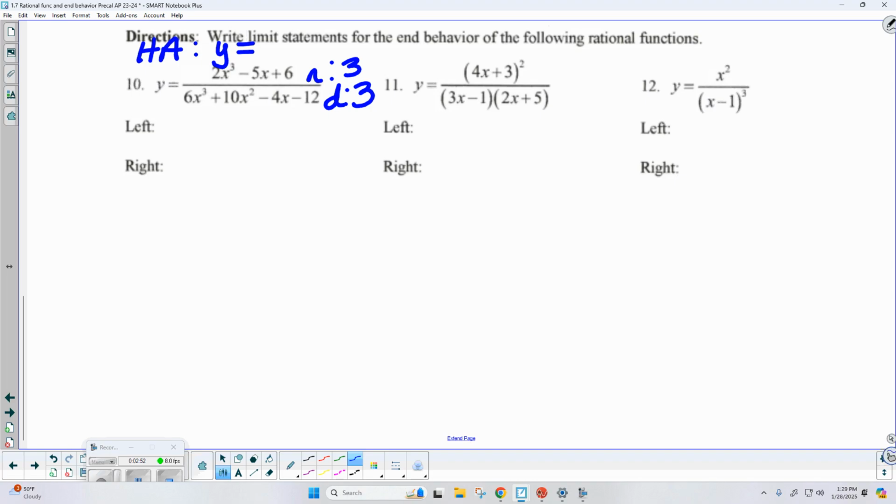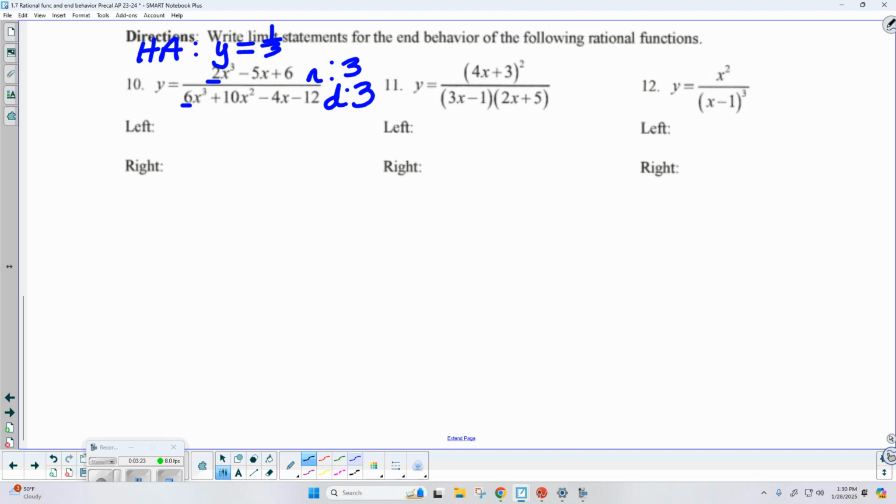So can anybody tell me what it is? 3, we're getting closer. It is 1/3. Where did I get the 1/3 from? There we go. If the degrees are the same, then you take those leading coefficients, the coefficients that belong to the terms that gave you the degrees, and you divide those. So 2 over 6 is 1/3.